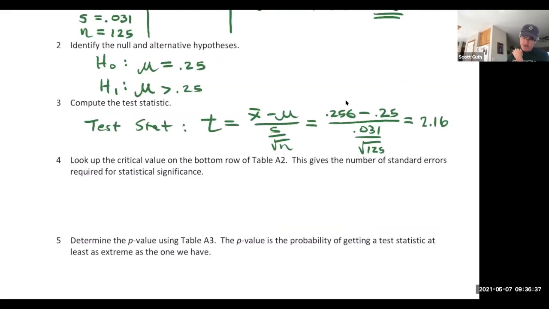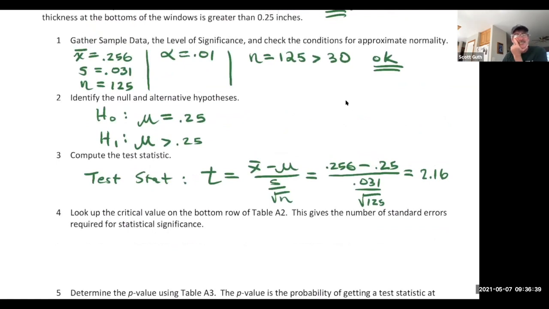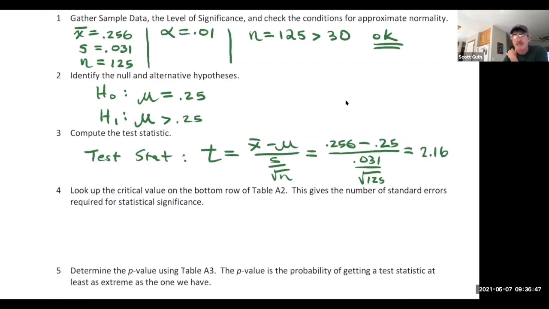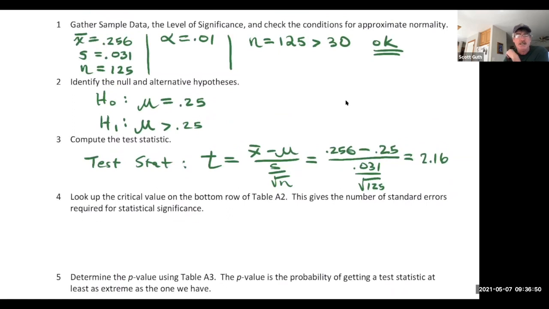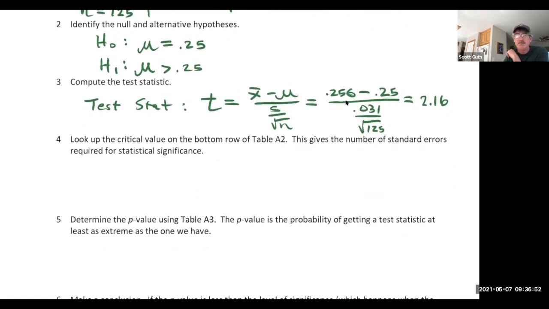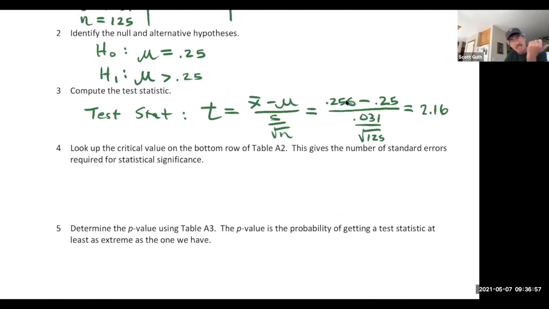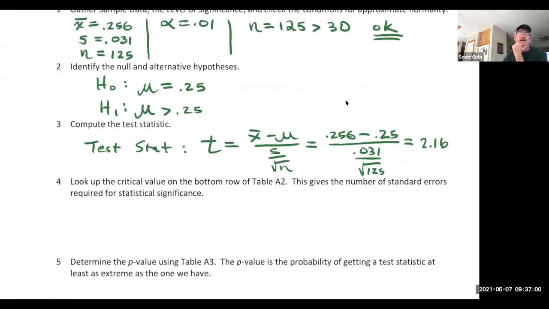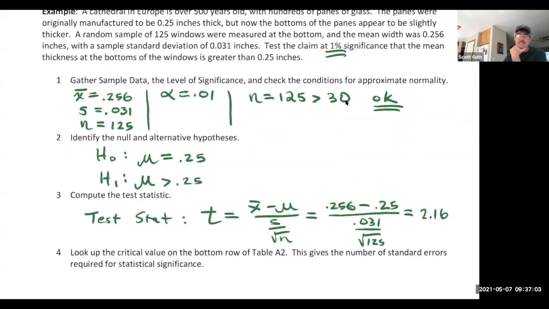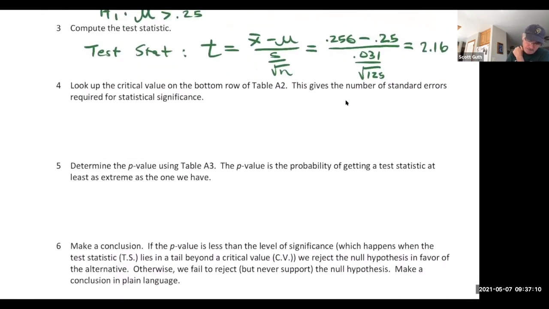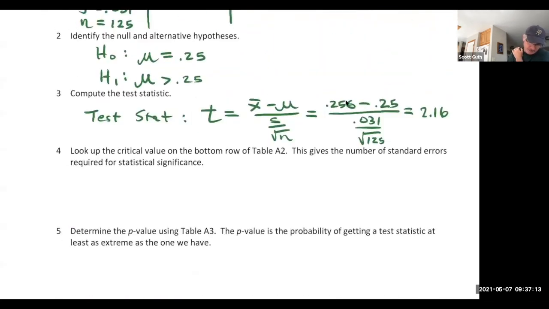So that's actually 2 standard errors bigger than it should have been. These windows were manufactured to be 0.25 inches thick. They're a little thicker. It doesn't seem like very much thicker, but it's actually 2 standard errors thicker. So normally that's statistically significant. And yet, with a tiny level of significance, it's harder to prove statistical significance. So let's see how many standard errors are required here.